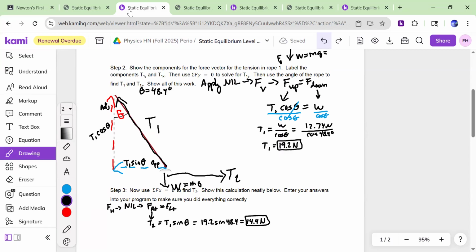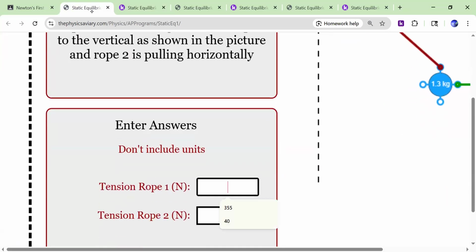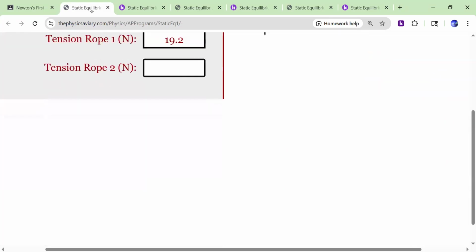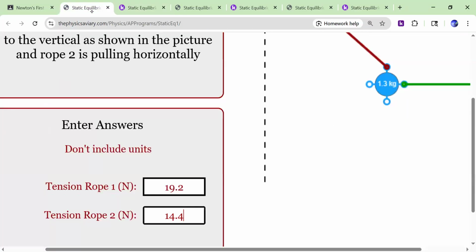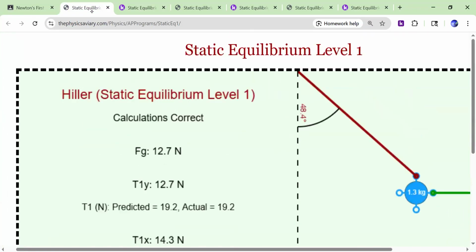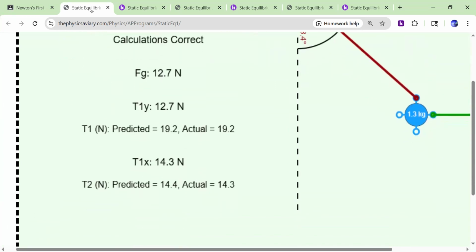Now, let's go ahead and enter it in our program and just make sure we're doing it right. So I'm getting 19.2 and 14.4. Let me just double check. Looks good. All right, there we go. Pretty close. My answers are correct enough. And hopefully you were able to get this correct yourself. If so, let's move on to question number 2.